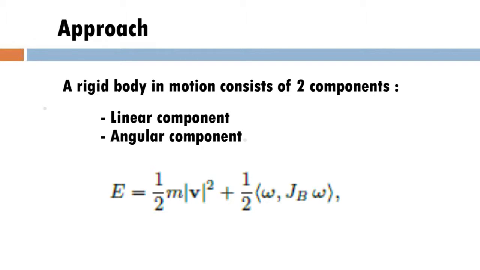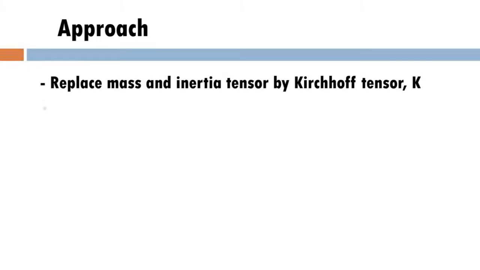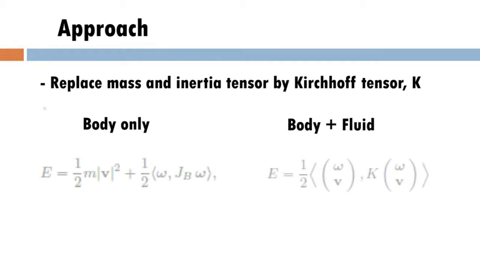However, this equation can only represent the kinetic energy of a body in vacuum and does not consider the contributions of any surrounding medium. In our approach, we will attempt to simulate a rigid body immersed in a fluid medium without simulating any fluid particles as per the equation on the screen. In this equation, K represents the Kirchhoff tensor.